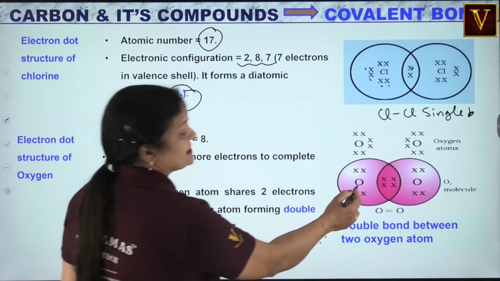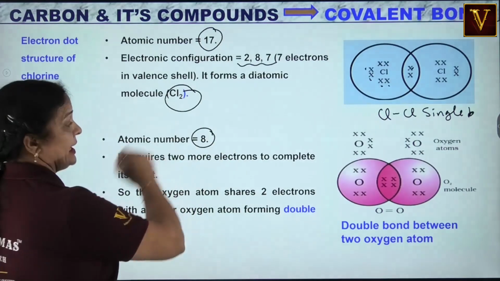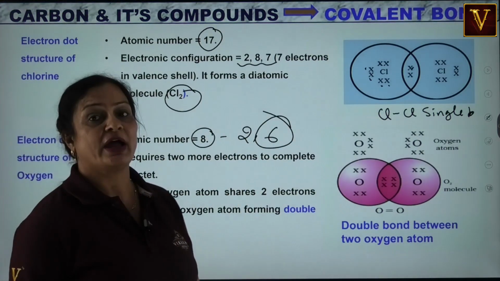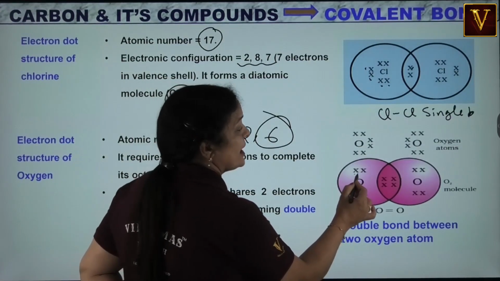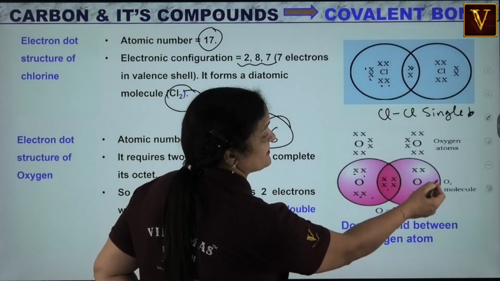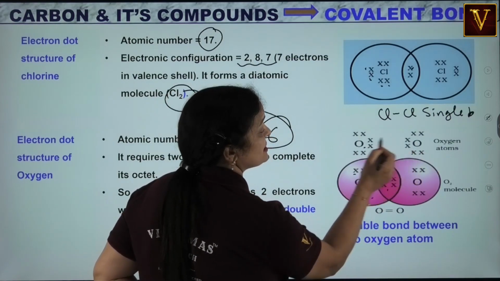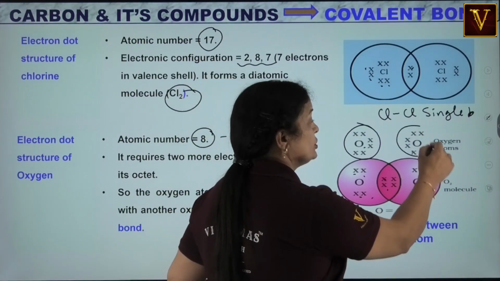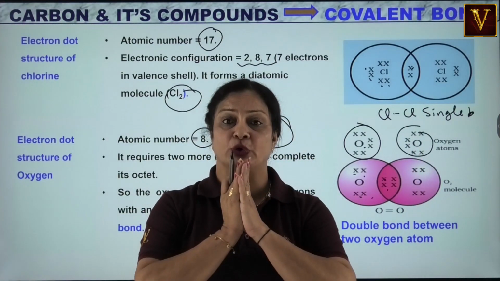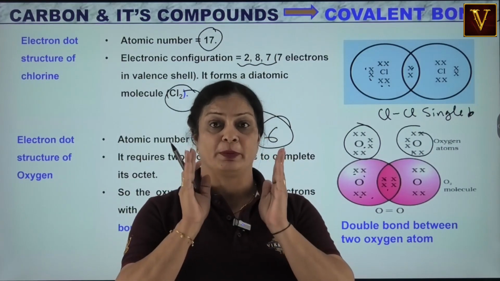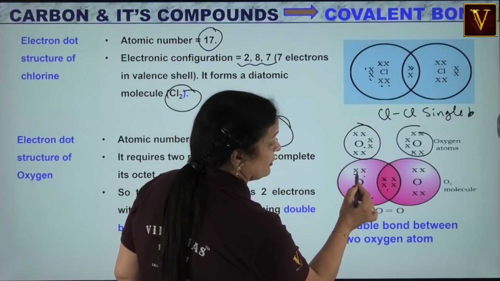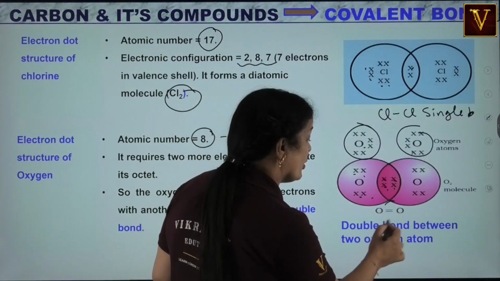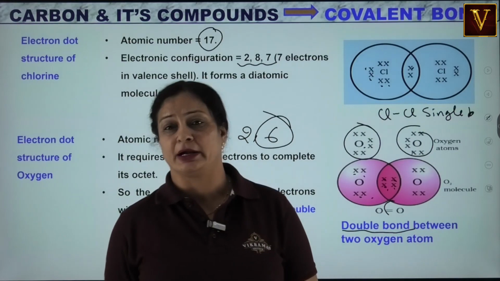Look, oxygen has atomic number 8, electronic configuration 2, 6, meaning 6 valence electrons. 1, 2, 3, 4, 5, 6. This oxygen requires how many? 2. This one, 2. So both share 2 electrons and attain noble gas configuration. Look, 1, 2, 3, 4, 5, 6, 6. In this way, which type of bond forms? Double bond. What do you mean by double bond?